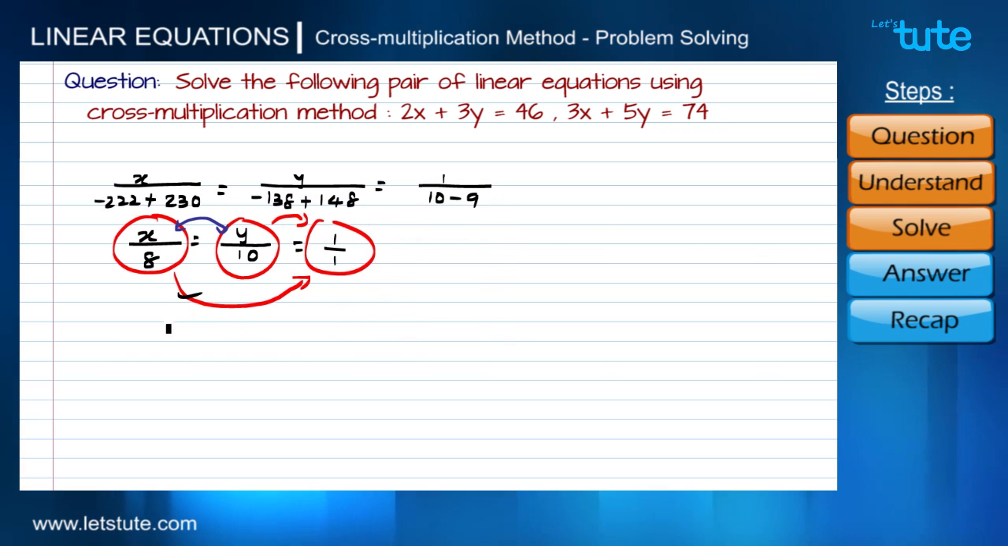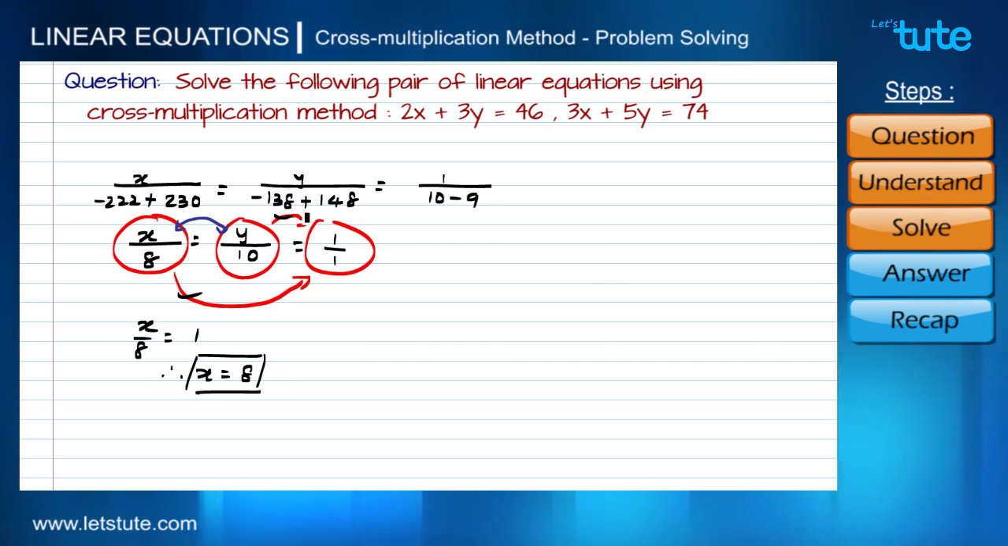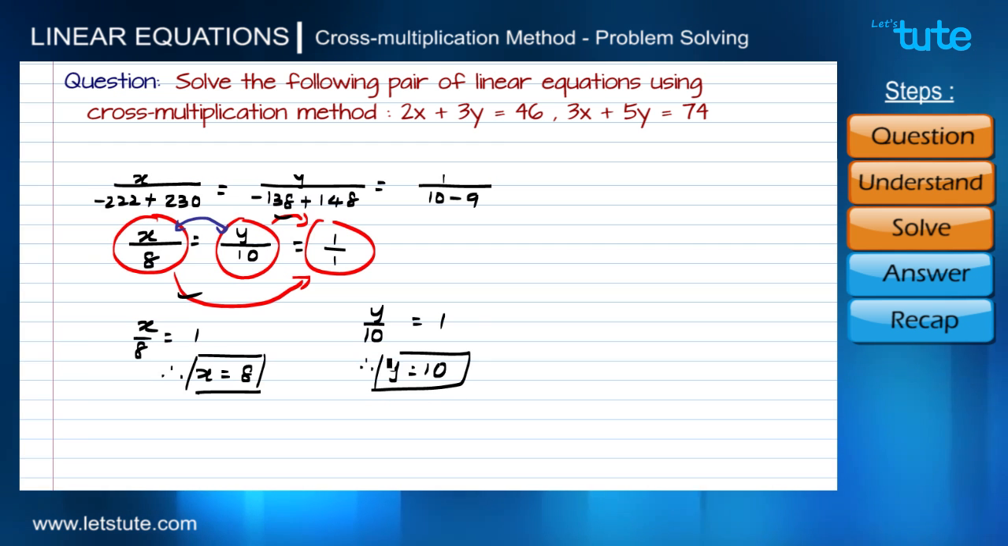So let's start with this combination, that is x by 8 equals to 1 by 1, that is 1. So therefore x becomes 8. So we got the value for x. Now let's take this combination, that is y upon 10 equals to 1 by 1, that is 1. So therefore y equals to 10. So we got the value for y.